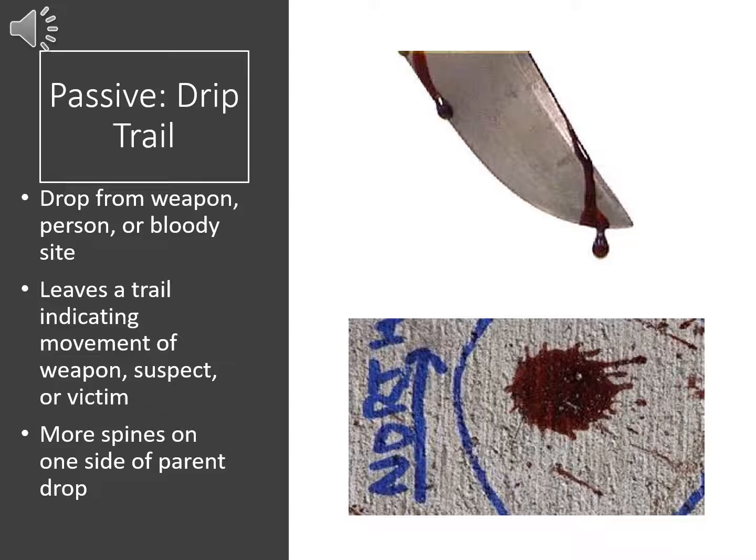That's the indication that our suspect or victim, or whoever gave rise to these passive drip trails, is moving to the west, and that's why there are fewer spines on that western direction of the drop and more on the east. So the greater number of spines is the area that the person is moving from, and the fewer number of spines is where they're moving to. So the passive drip trail gives us that extra information.